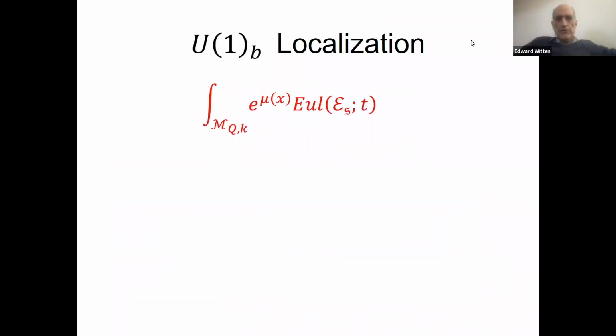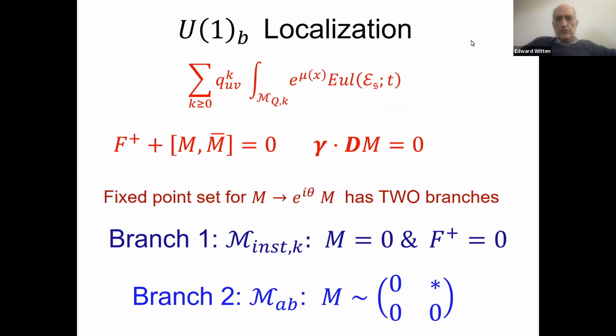Greg, in that last statement, that that's a fixed point, you assumed that the gauge field was diagonal, I think. Yes. You have to have a reducible connection. That's right. Absolutely. Well, that's part of the statement. That's why we call it the abelian branch.